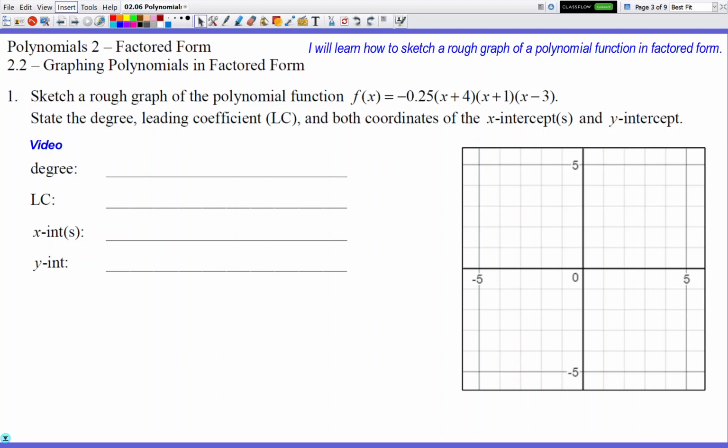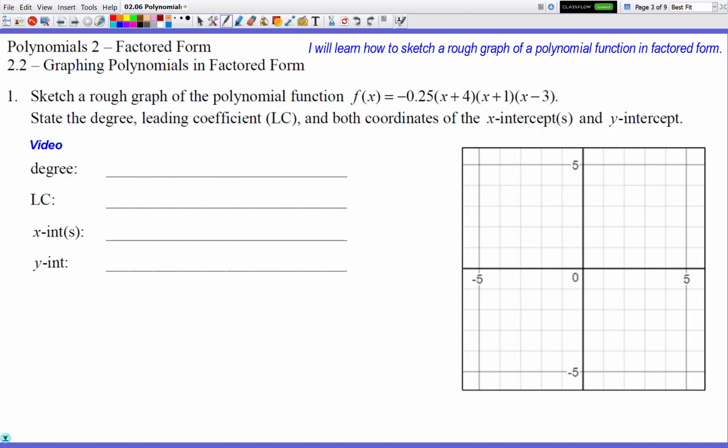Okay, so we have our equation, and it's not a very nice equation: negative 0.25. Well, there can be uglier than that, but normally we don't use decimals too much until we get to this section. So negative 0.25 times the quantity x plus 4 times the quantity x plus 1 times the quantity x minus 3. This is the factored form of the equation, and that's a good thing, because if it's in factored form, I can lock in on the x-intercepts super quickly. We have negative 4 comma 0.